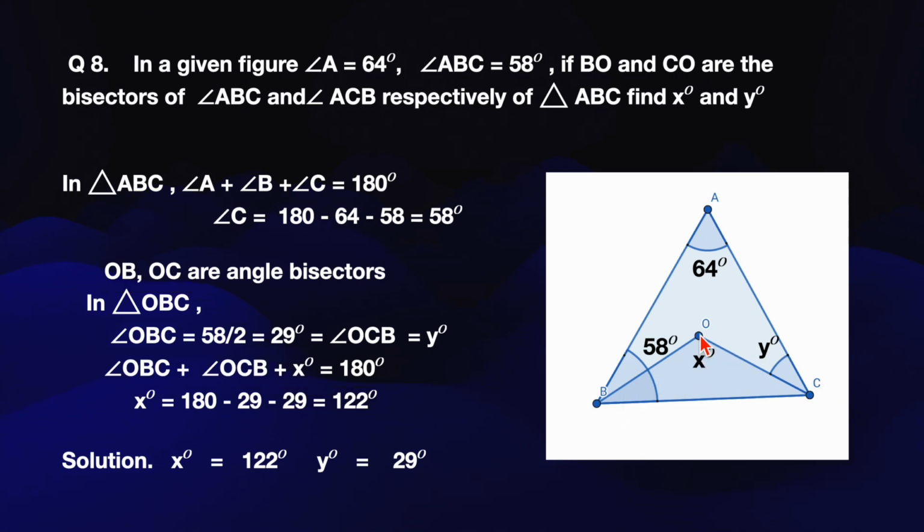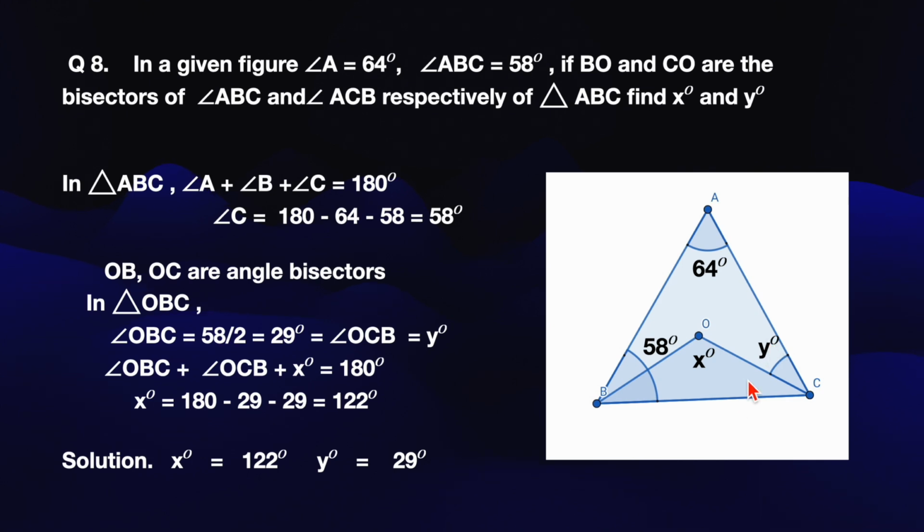So what is this angle OBC? 58 upon 2, 29 degrees. OBC is 29 degrees. This is also an angle bisector, and this angle we found as 58. So 58 upon 2 is equal to y, and it is also equal to the angle OCB. This is 29, this is 29.